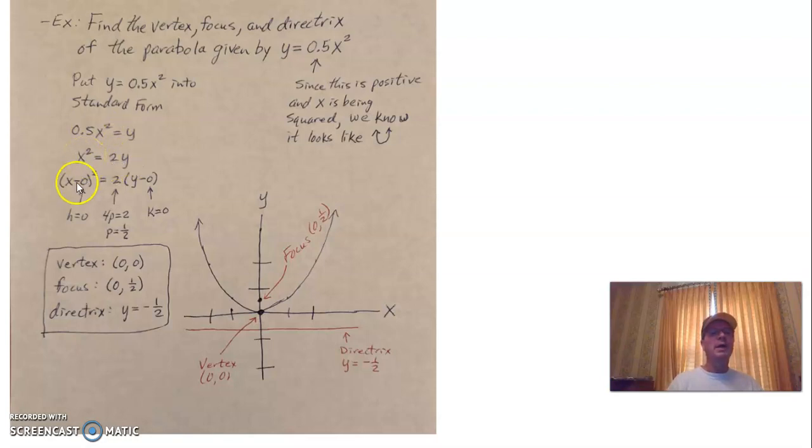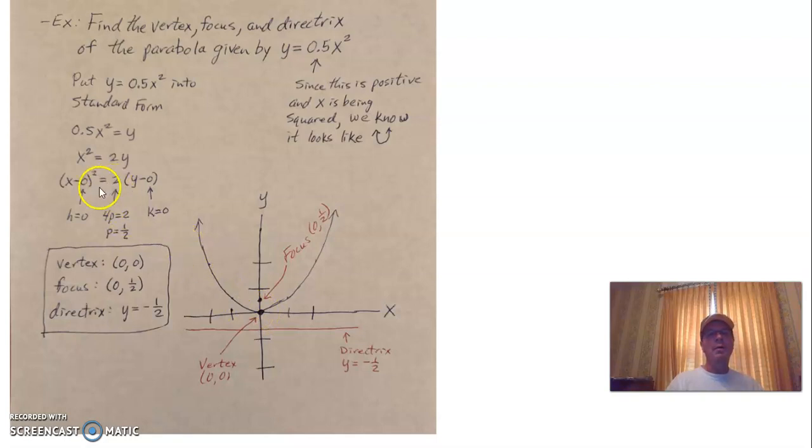I'm going to make this x minus 0 in parentheses and then square that. It's the same as x squared, but now you can see that it's of the form x minus h in parentheses squared. Likewise over here, here's the 2, and then y, I'm just going to make it parenthesis y minus 0 for the same reason. Now it's of the form y minus k. So now it's pretty clear that h is 0 and k is 0. So I know what the vertex is. The vertex is the point 0, 0. And down here I plot that vertex right here at the origin.